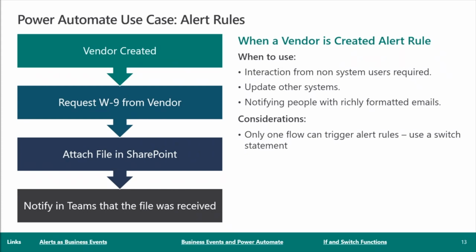So one of the examples that we sort of worked through with this scenario was going out and processing a vendor when they're created. So when a vendor's created, you may want to have automation associated with it. You may want to request a W9 from them. You may want to put items in SharePoint. You may want to notify people around that, and all of that is triggered off the one step, which is a vendor being created. So Rachel, if you want to move to the next slide.